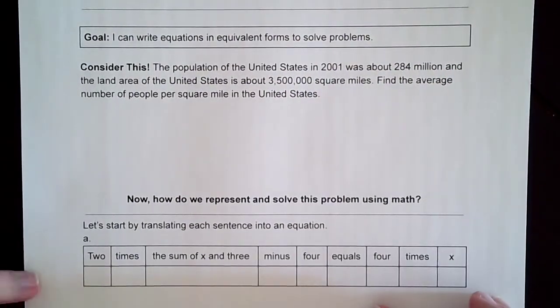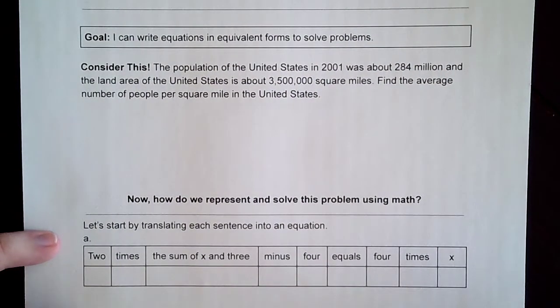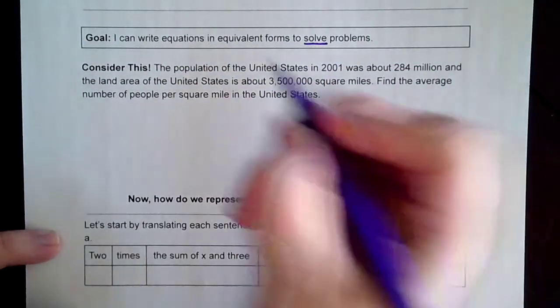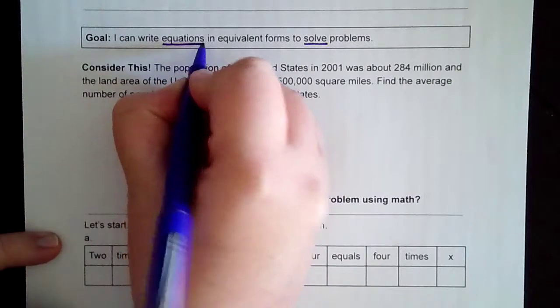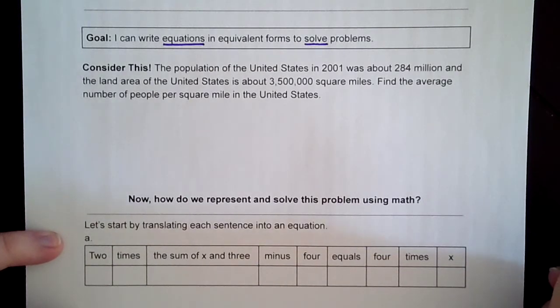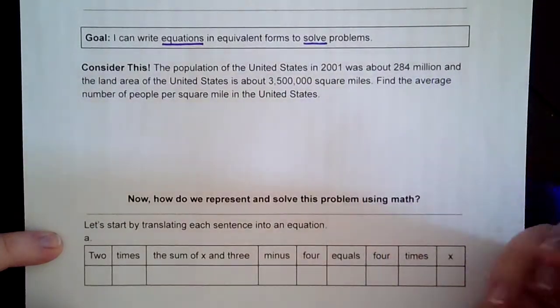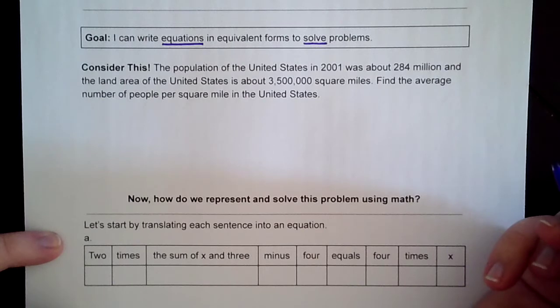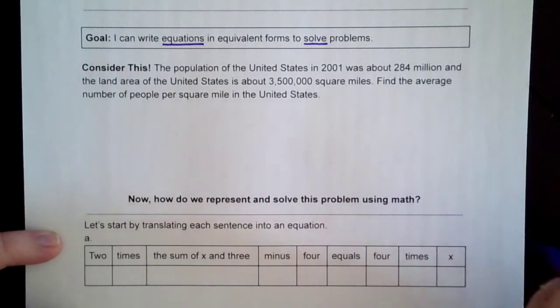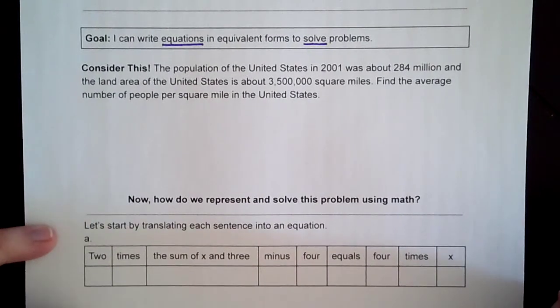Today's goal is to be able to write equations in equivalent forms to solve problems. Notice, because I'm using that verb again, I want to solve problems. I'm working with an equation, not an expression. So let's consider this real life example right off the bat. The population of the United States in 2001 was about 284 million, and the land area of the United States is about 3,500,000 square miles. It says find the average number of people per 1 square mile in the United States.